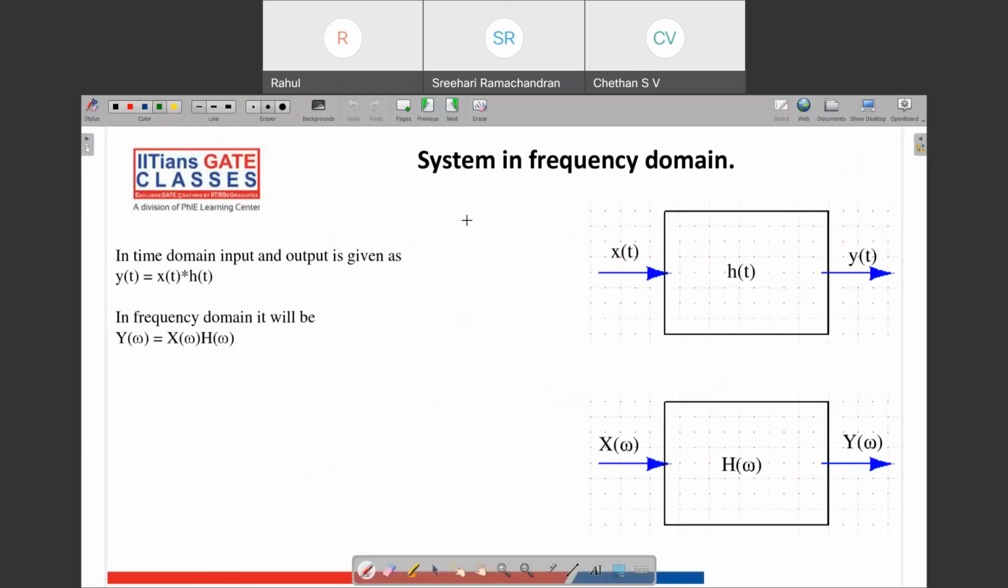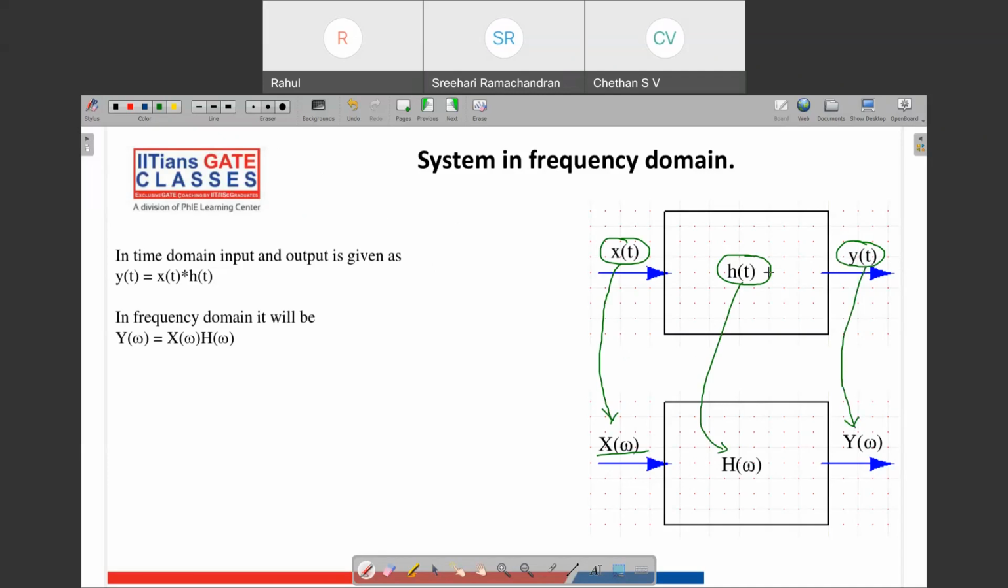In the Laplace domain also we have seen that whenever we have a time domain signal or time domain system, and we transform into the Laplace domain or the Fourier domain, the calculation becomes much easier. Again, in this case, we have an input signal x(t), impulse response h(t) and output y(t), and when we take the Fourier transform, it will be X of omega, H of omega, and Y of omega.